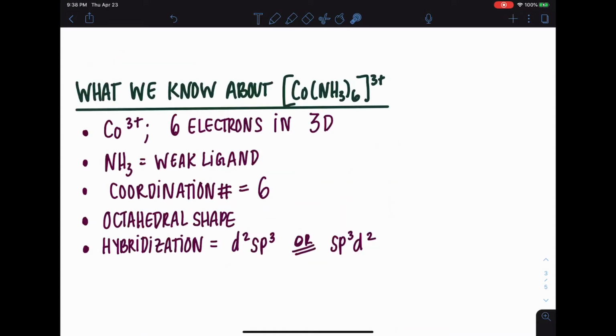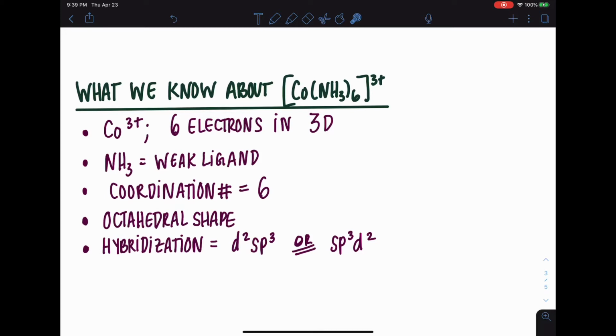This is a list I have written about what we know about this cobalt complex before drawing the valence bond theory diagram. The cobalt we are working on is cobalt 3+ because ammonia has a neutral charge. Cobalt 3+ has 6 electrons in the 3d orbital. This complex has a weak ligand, which is ammonia, and you can see that the complex has 6 ammonia attached to the cobalt 3+, which tells us that the coordination number is 6.